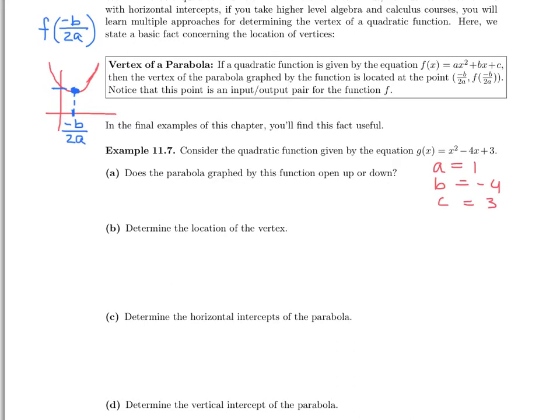All right, let's look at part A. Does the parabola graphed by this function open up or down? Well, we've learned that we can tell by looking at the value of a. Since a is 1, that is a positive number. That tells us that the parabola opens upward.